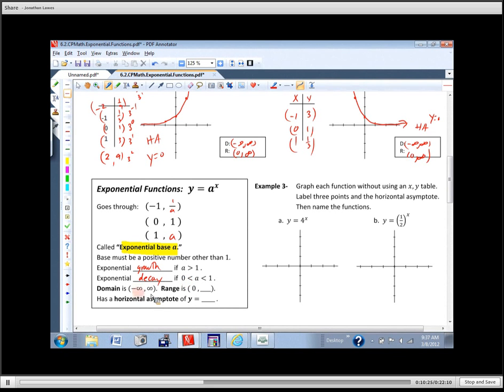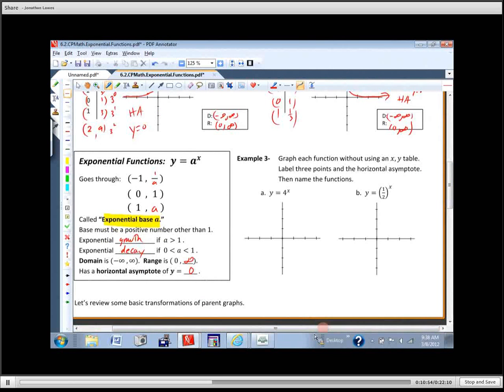And for these parent functions, the domain is always negative infinity to infinity. All reals. You can plug anything you want into an exponential function. That's one nice thing about them. And the range is always going to be all positive numbers because we're taking a positive number and raising it to a power. We're always going to get a positive out. What's the horizontal asymptote on all these? Y equals 0. Any questions?